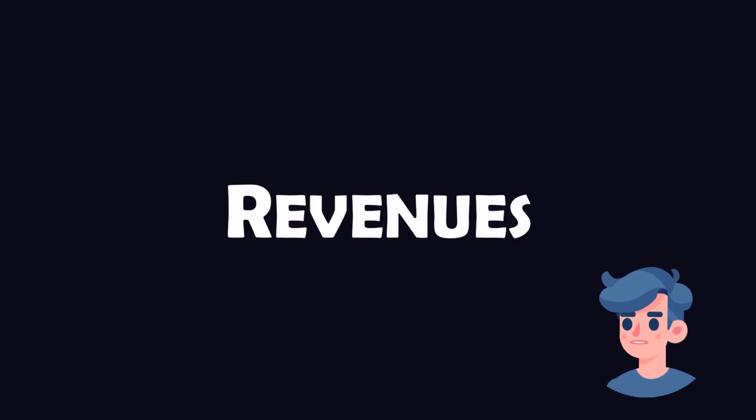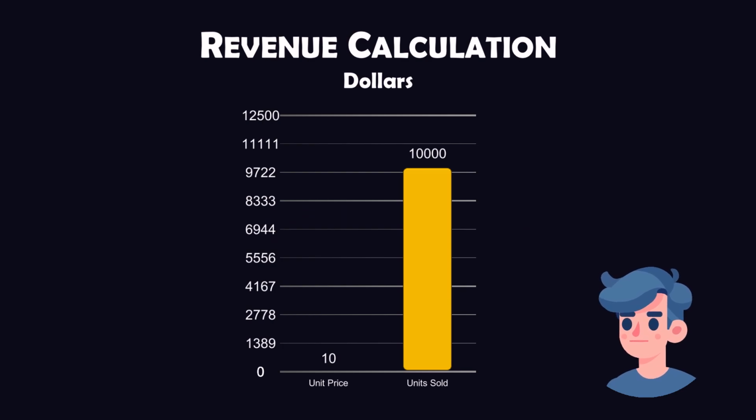Starting with revenues, often called the top line, this section shows the sales made by the company during the period. For instance, if a company sells 10,000 units at $10 each, its total revenues are $100,000.